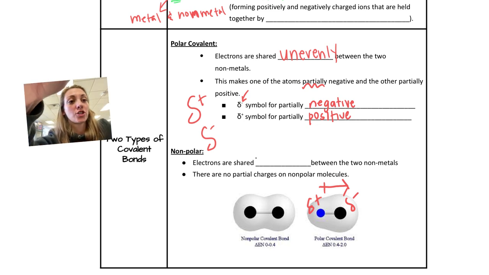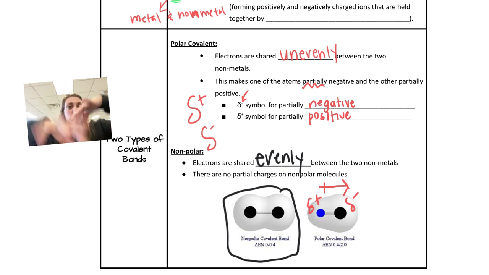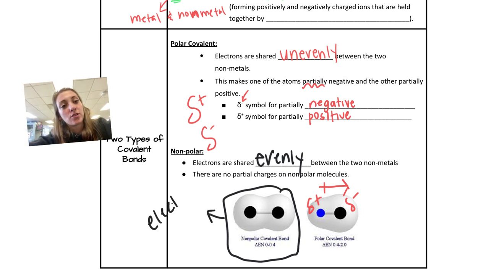Nonpolar is kind of the converse of that. If the electrons are shared evenly, then we don't get these poles. We don't get the positive and the negative part. There are no partial charges. So here in our nonpolar covalent bond, the electrons are evenly distributed throughout.